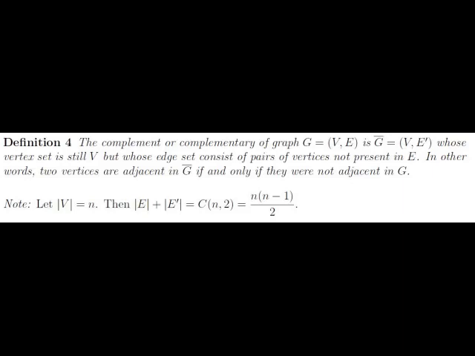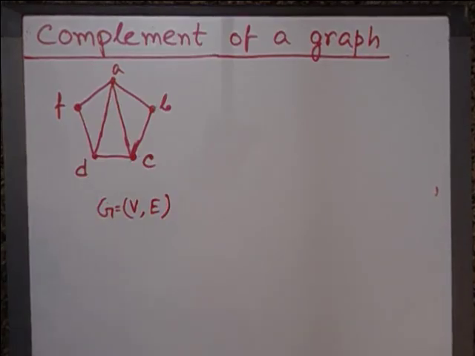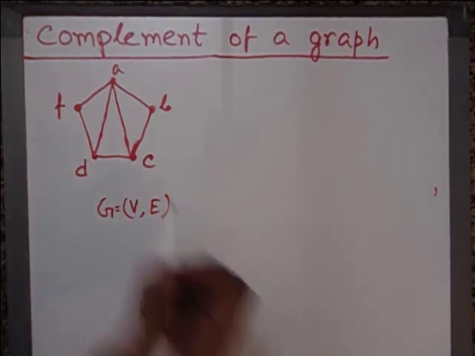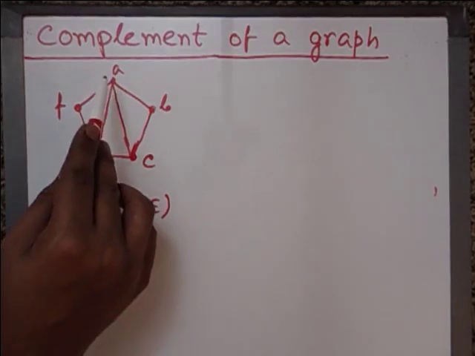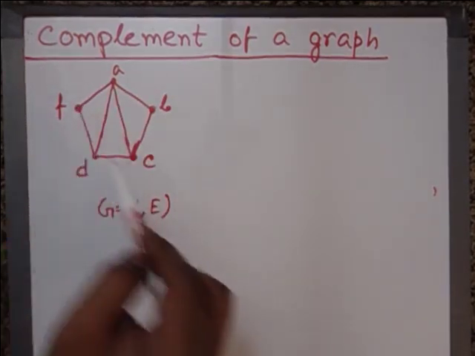Next, we learn another new definition, which is the complement of a graph. The complement of a graph G is denoted by G bar, where you have the same vertex set V, but the edge set is the complement of the edge set of the original graph G. That means in the complement graph, edges exist only if they did not exist in the original graph. So let's try this example. You have this same graph G, where you have these 5 vertices A, B, C, D, F, and these edges.